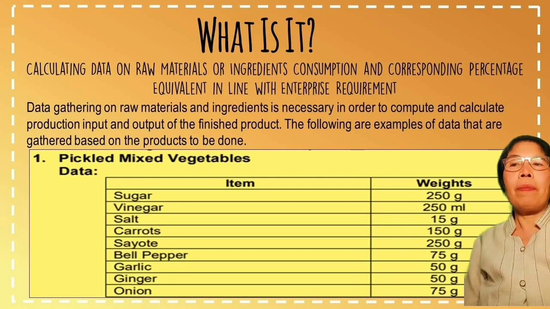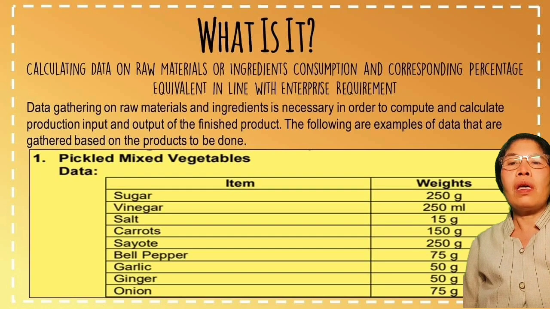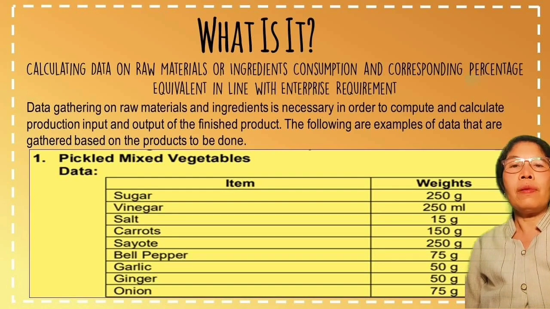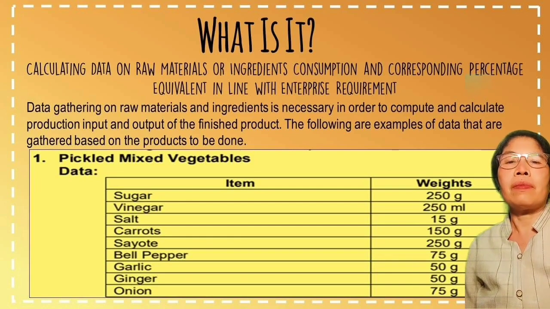Number 1. Pickled mixed vegetables. Data. Item. Sugar 250 grams. Vinegar 250 milliliters. Salt 15 grams. Carrots 150 grams. Sayote 250 grams. Bell pepper 75 grams. Garlic 50 grams. Ginger 50 grams. Onion 75 grams.